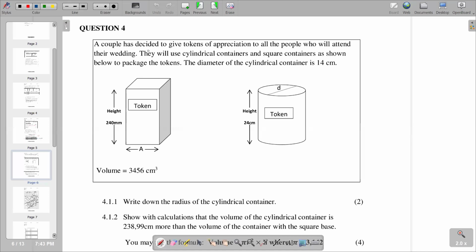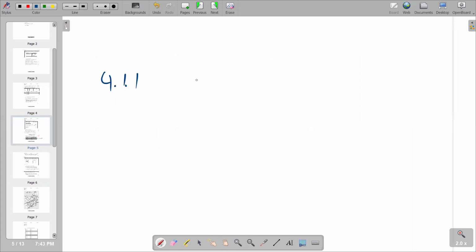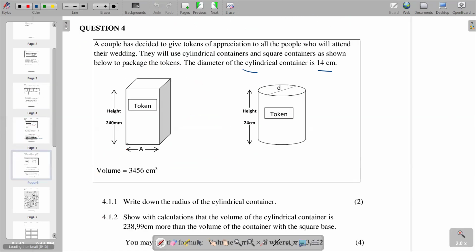Question 4 is, a couple has decided to give tokens of appreciation to all the people who will attend their wedding. They will use cylindrical containers and square containers as shown below to package the tokens. The diameter of the cylindrical container is 14 centimeters. So we're given the 2 diagrams, whereby the first question is write down the radius of the cylindrical container, but you're given that the diameter of the cylindrical container is 14 centimeters. So to get the radius, remember radius is equal to half the diameter. So our half, we are going to multiply by the diameter that we are given as 14 centimeters. So multiply by 14.